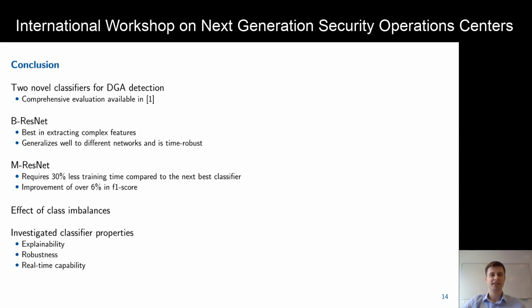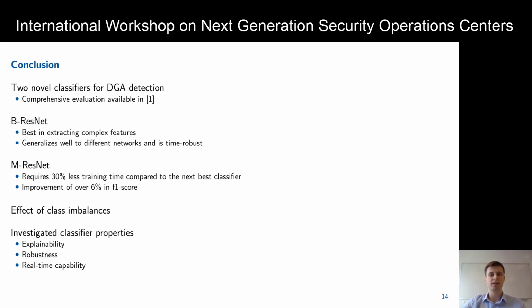In summary, in the context of our research on DGA detection, we proposed two novel classifiers based on residual neural networks. We showed that our proposed binary classifier is able to extract complex features, is time robust, and generalizes well to different networks and can thus be outsourced as a service. Our multi-class classifier is able to achieve an improvement of over 6% in macro F1 score while requiring 30% less training time compared to the second-best classifier.